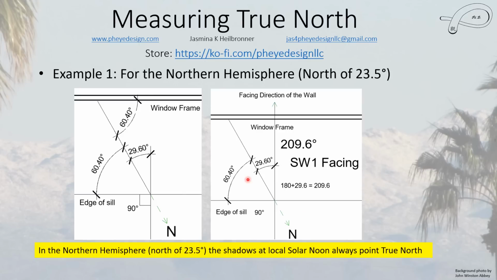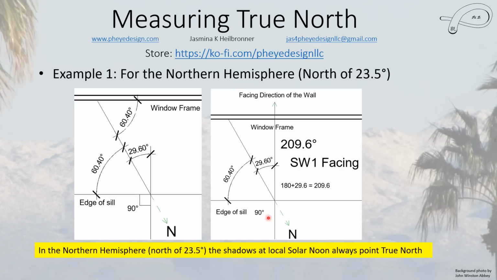So let's go to the example, the one that I actually had measured with the 60.4 degrees. This is what was measured. This by geometry is the same distance, and this is 90 degrees, and so we know what this is. So this is in the northern hemisphere, so we know the shadow is pointing true north. So this measurement here is the measurement that will tell you the facing direction of the wall.